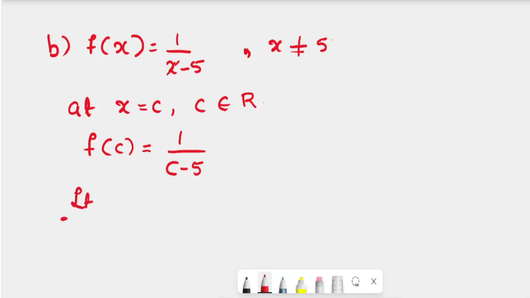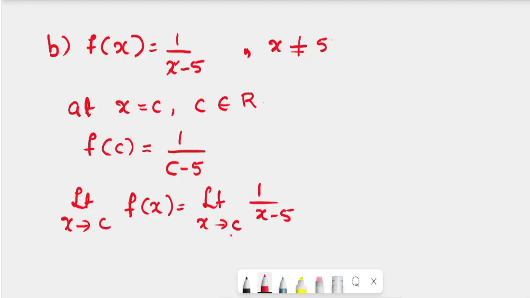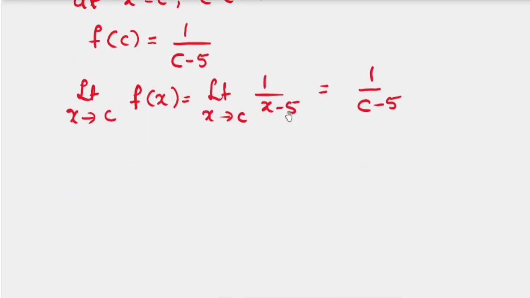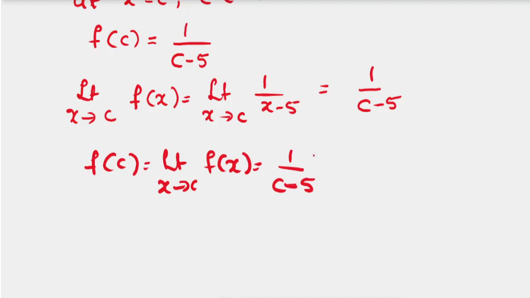Now next is limit x tends to c f of x. That is limit x tends to c of 1 by x minus 5. Now we can apply the limit, that is put x as c. This is equal to 1 by c minus 5. Again we got f of c and limit x tends to c f of x equal. That is f of c equals limit x tends to c f of x, which is 1 by c minus 5.